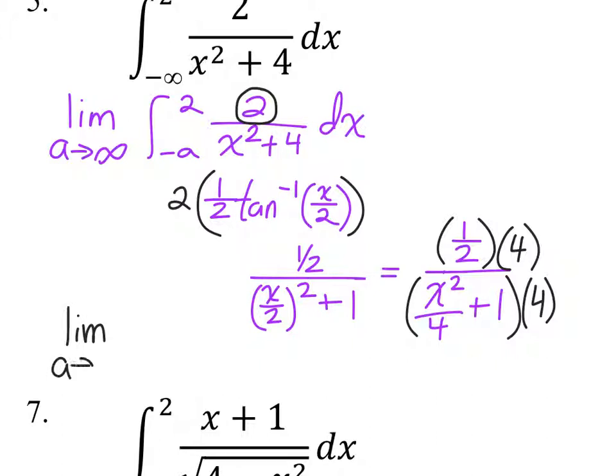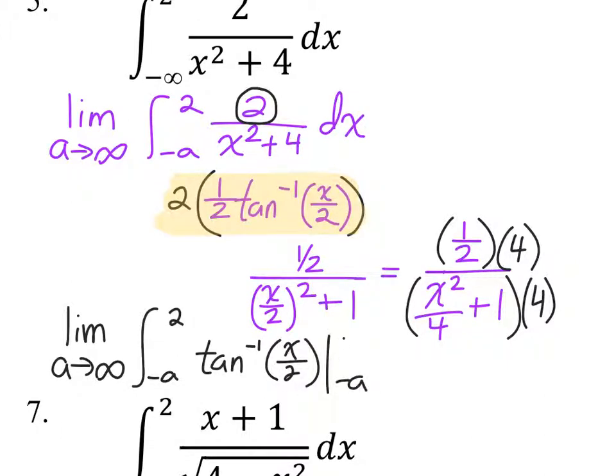So we're looking at the limit as a approaches infinity, going from negative a to 2, 2 times 1/2. So it's this guy here. Let me break out the old highlighter here. Poor quality highlighter. Increase the highlight size. All right, that's kind of a highlighter, I guess. All right, so the 2 and the 1/2 are going to cancel. Arctan of x over 2 on the interval of negative a to 2.